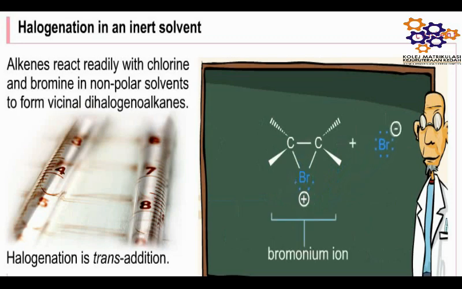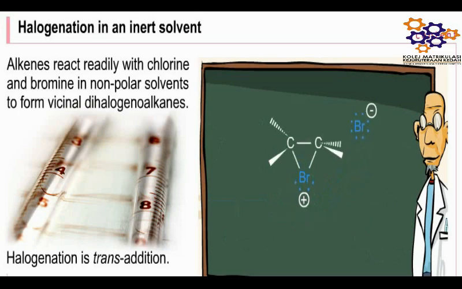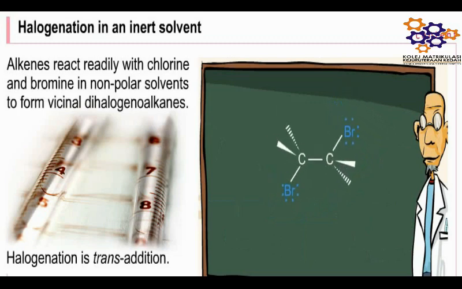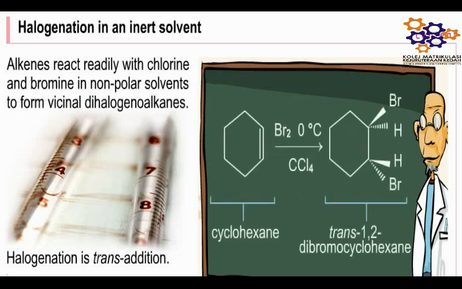reaction. In the next step, a bromide anion is added, and the vicinal dibromo compound is formed. Notice that the bromide anion approaches the reaction site from the direction opposite to the bromine in the bromonium ion. Therefore, the halogenation of alkenes is usually a trans addition. For example, the bromination of cyclohexene produces 95% of trans 1,2-dibromocyclohexane.